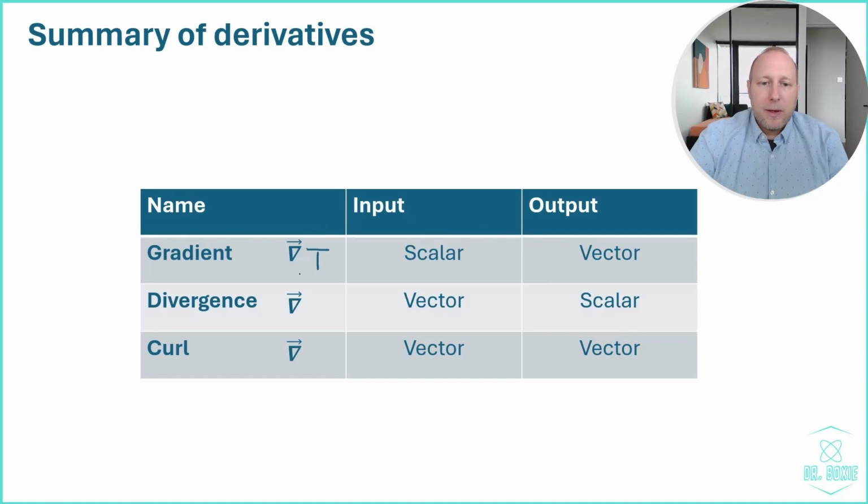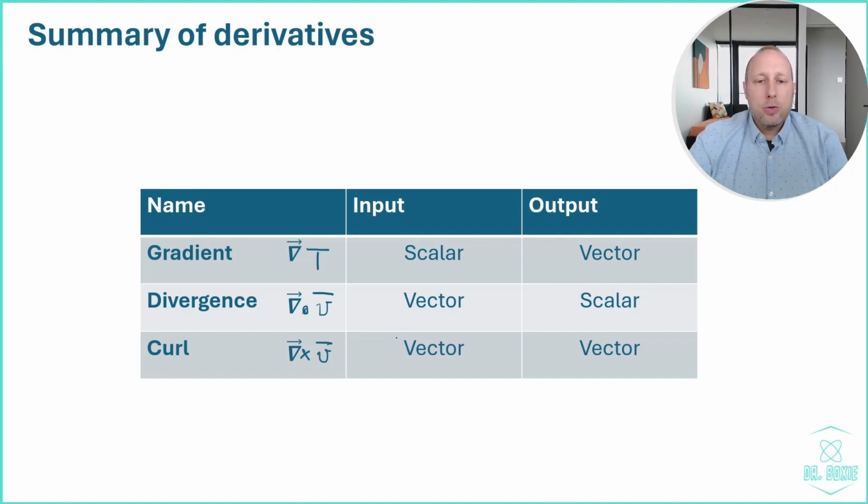The divergence will be written as del dotted with some vector field. So what goes into the divergence is a vector field, and what comes out is a scalar field. And finally, the curl: what comes into it is a vector field, so we can write it this way, and what comes out is again a vector field.